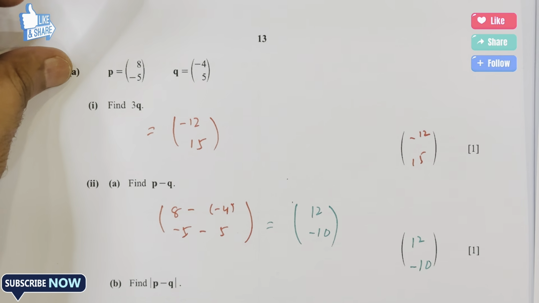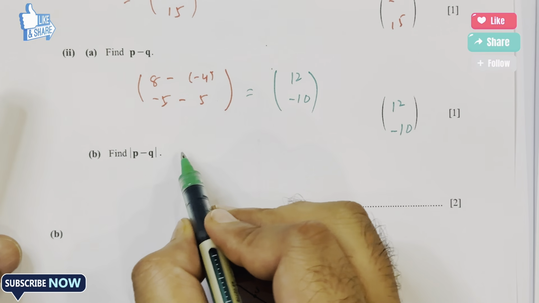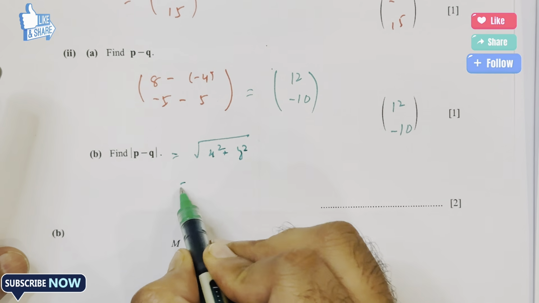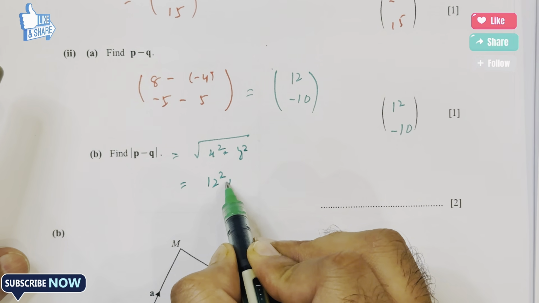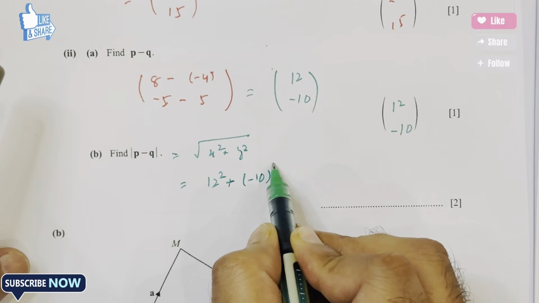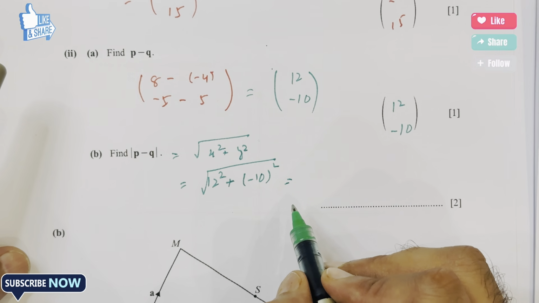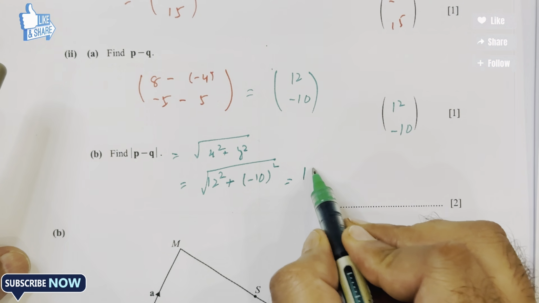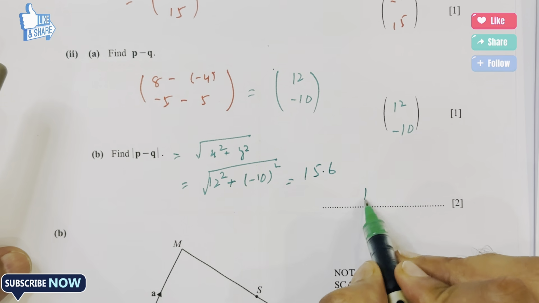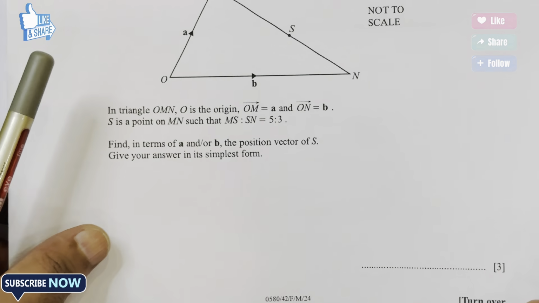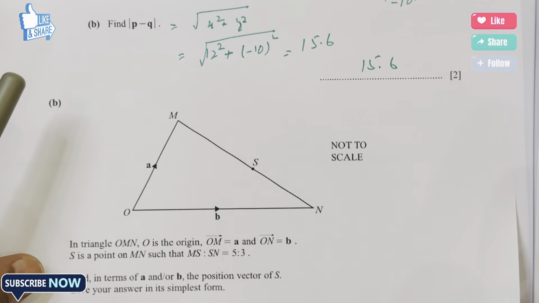Now we have to find the magnitude of this. We know the formula for the magnitude is the square root of x square plus y square, and over here it is 12 square plus minus 10 whole square. So we get 144 plus 100, 244, and taking the square root of 244, that is equal to 15.6. So 15.6 is our magnitude, and magnitude can never be negative, so we use this sign.